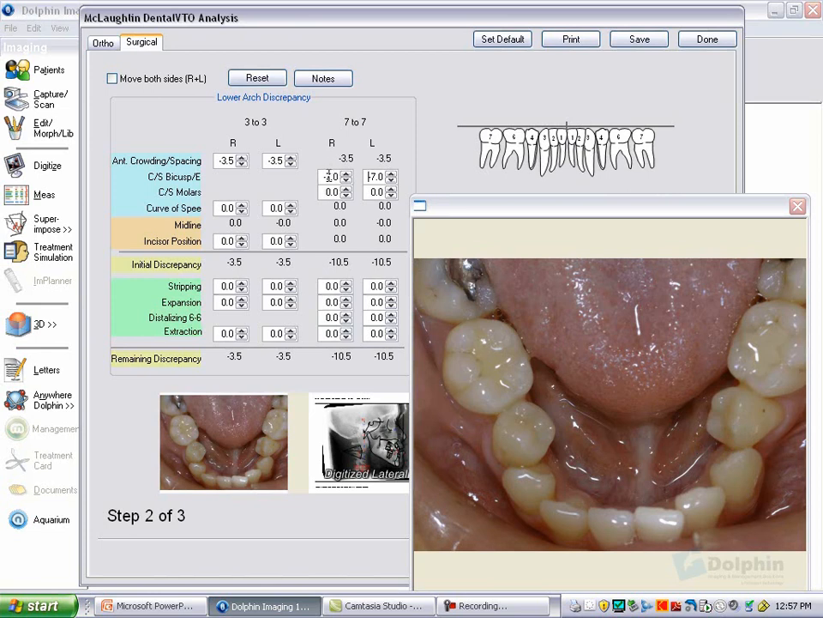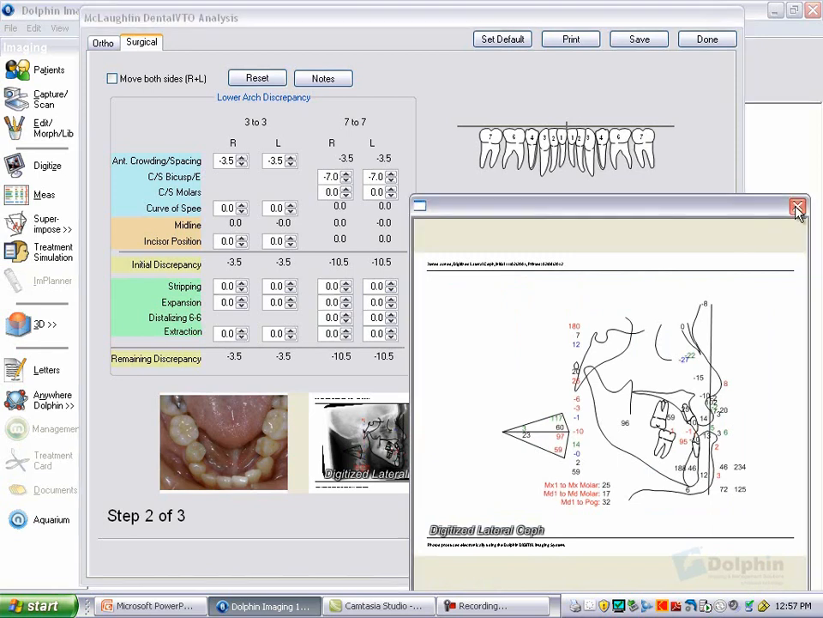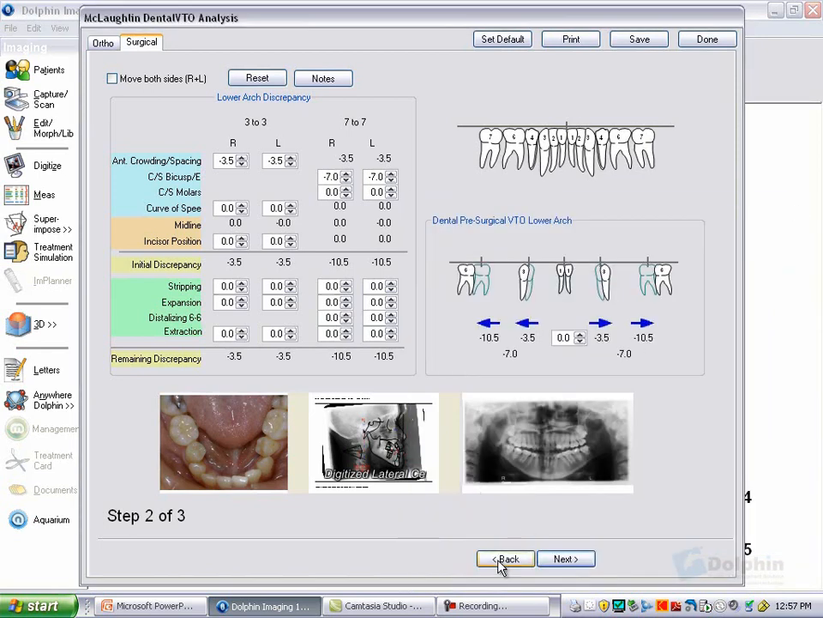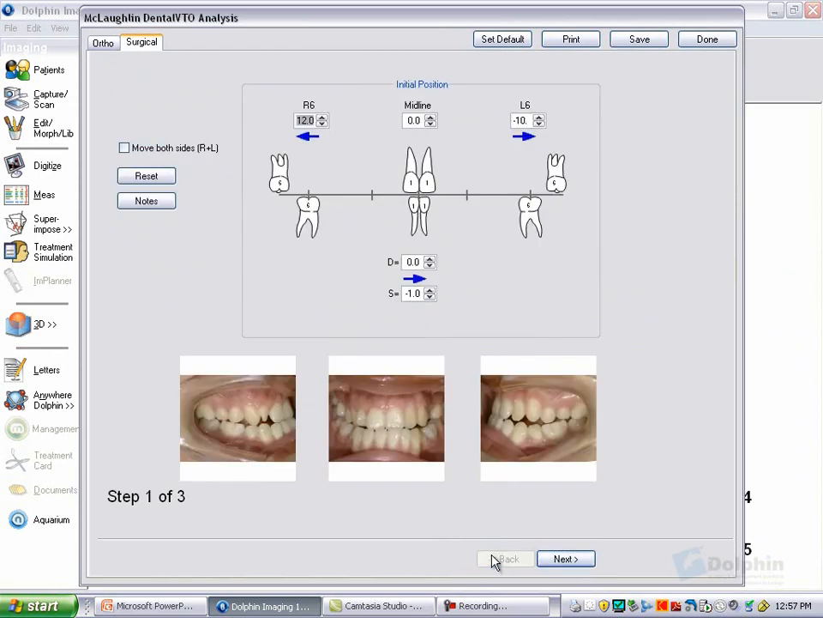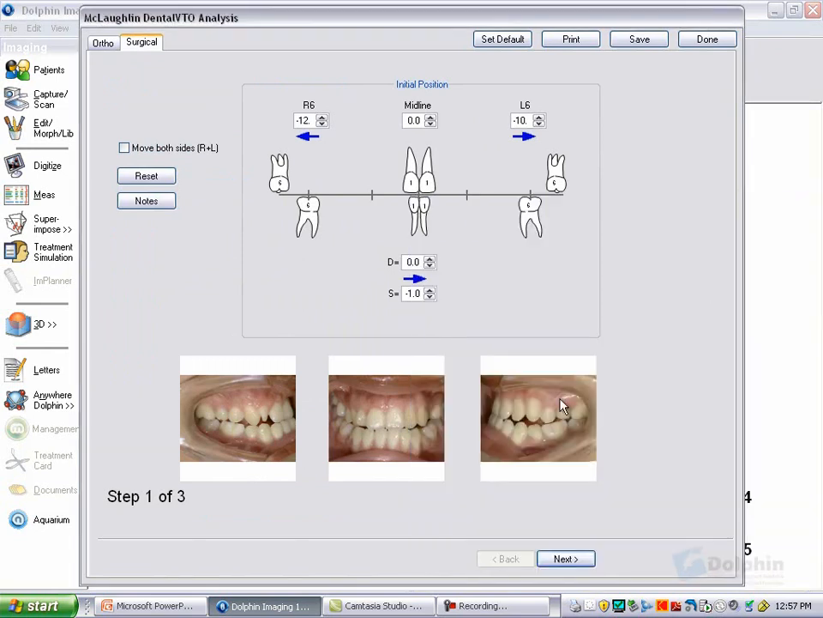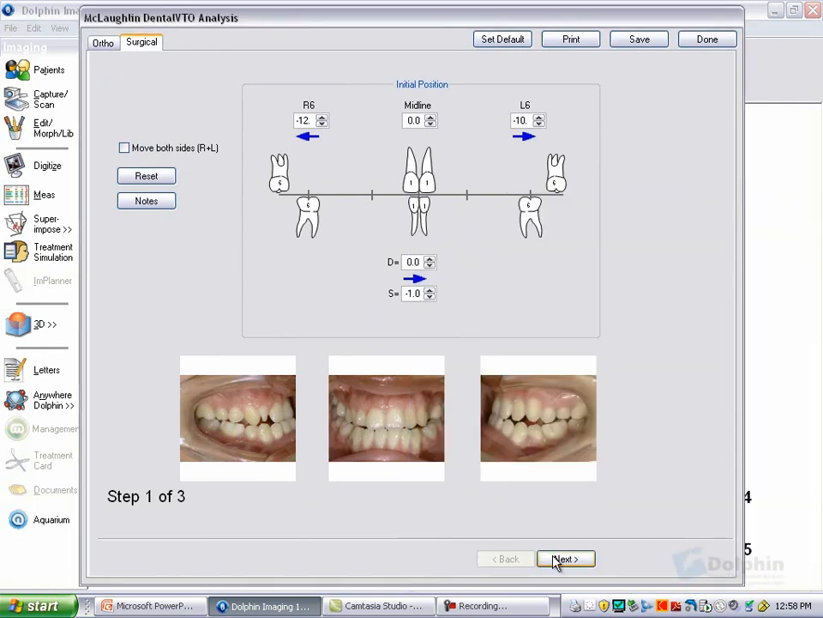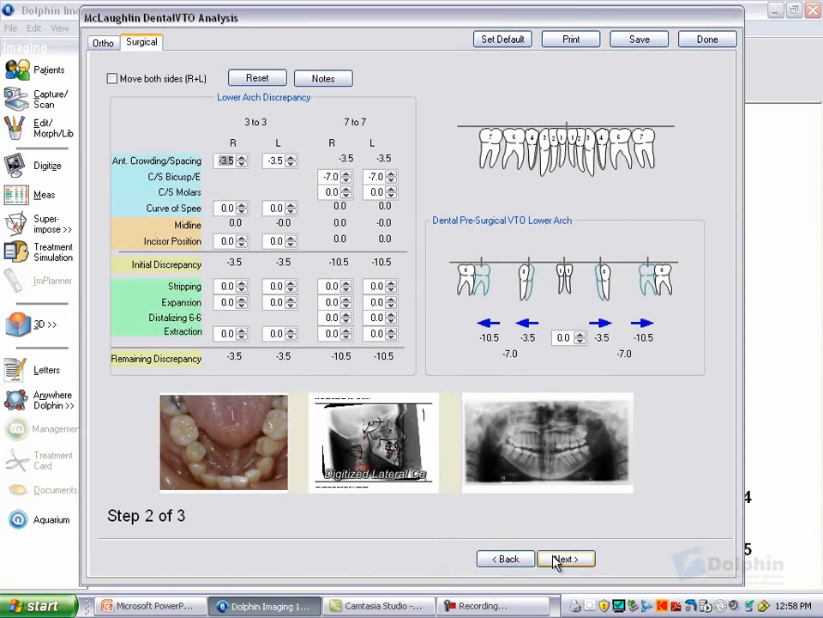The molars are fine. The lower curve of Spee is slightly deep. We can take a look at each side. Of course, the models are the best to observe this, but you can see here there's a little curve of Spee in the lower arch on the right side, and there's a little curve of Spee on the left side in the lower arch. So we do have some leveling to do, so we're going to record that into the curve of Spee area. We're going to put a millimeter for each side for curve of Spee leveling.